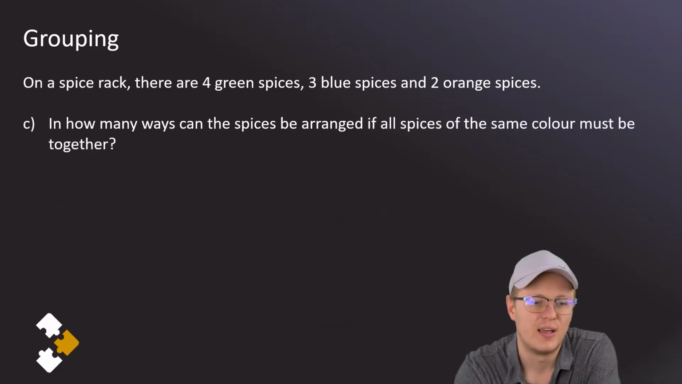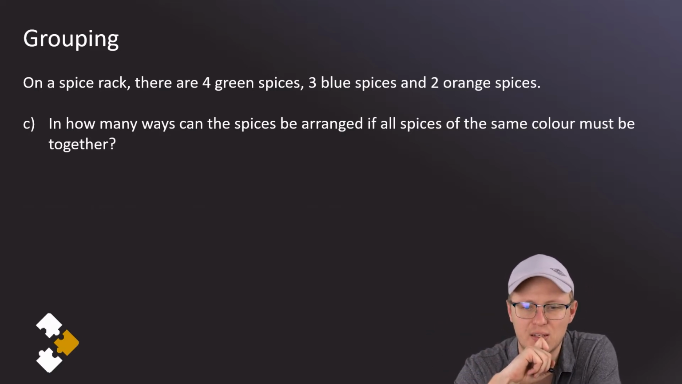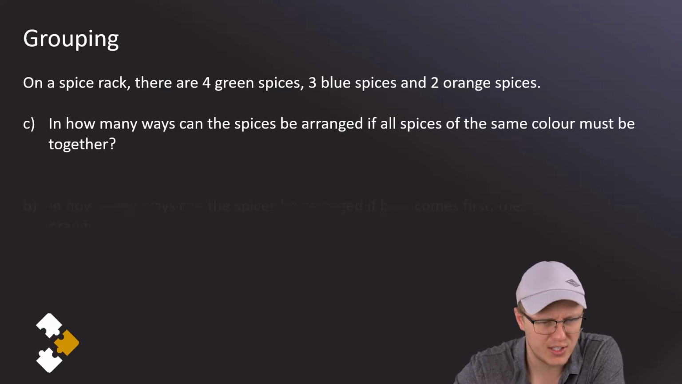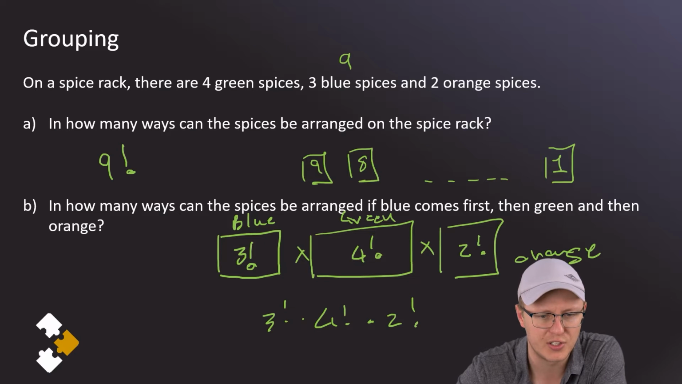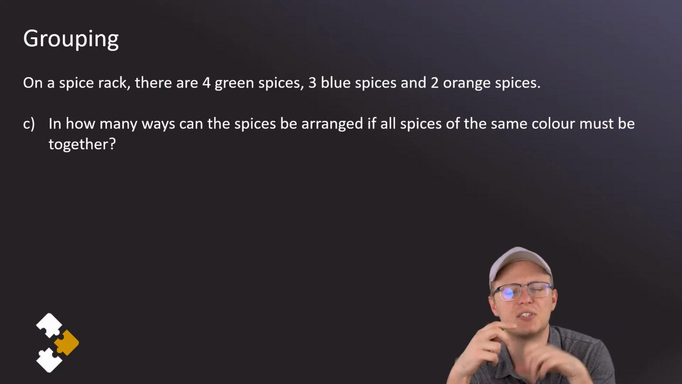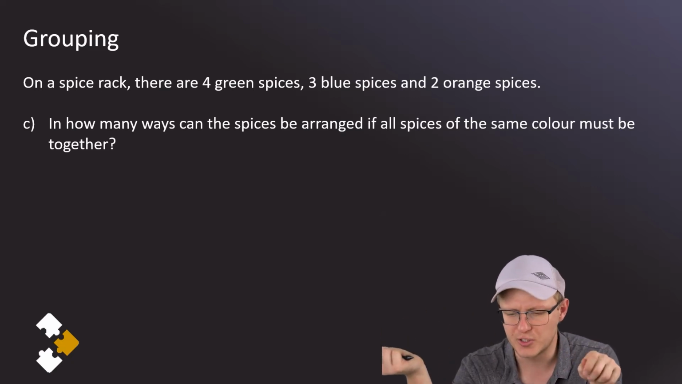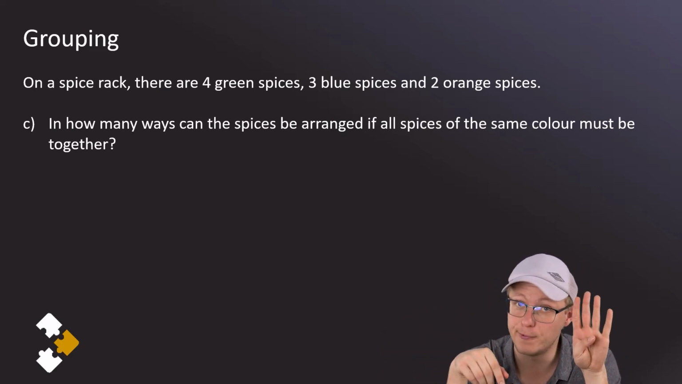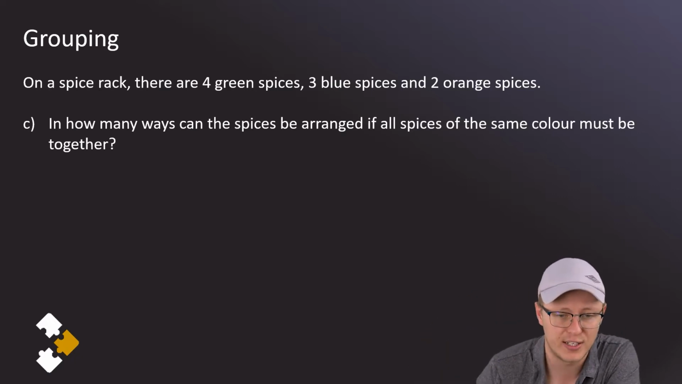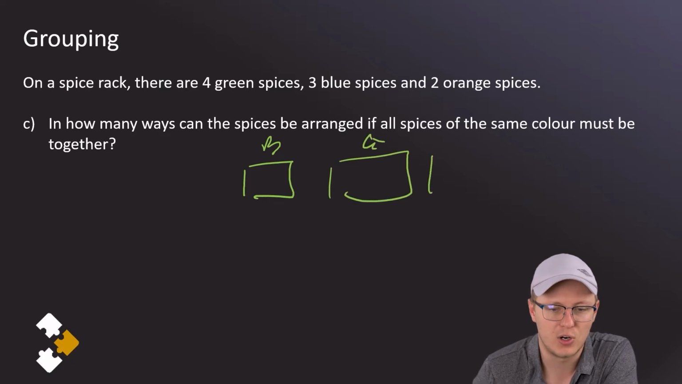Now it says, in how many ways can the spices be arranged if all the spices of the same color must be together? All right, so I just want to check this again. It says, in how many ways can the spices be arranged if blue comes first, then green, and then orange? And now it just says, if all the spices of the same color must be together. Okay, so it's still telling us that we have to group, because blue has to be with blue, then green with green, and orange with orange. But it's now not saying that we have to first put the blue, then the green, and then the orange, right? So what we had was we had the blue, the green, and the orange, right?